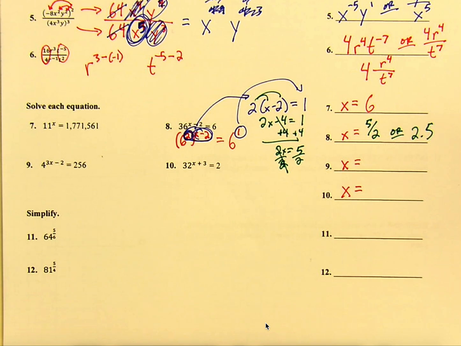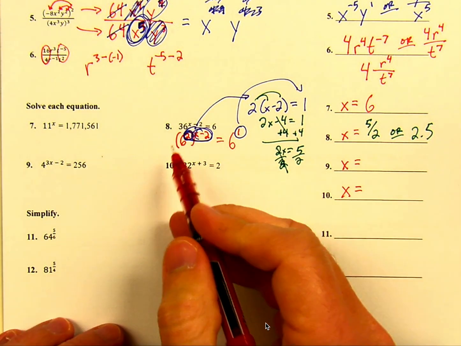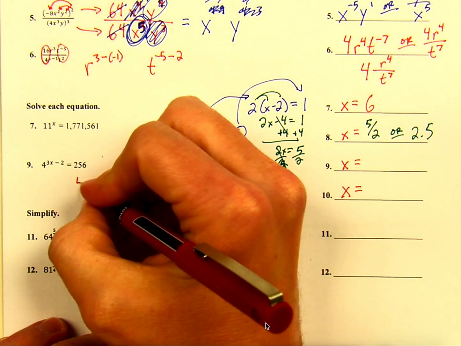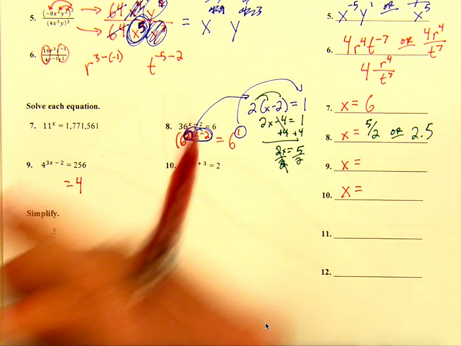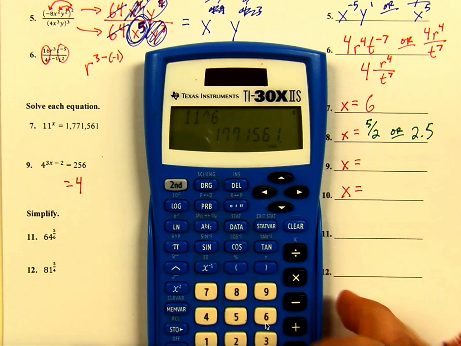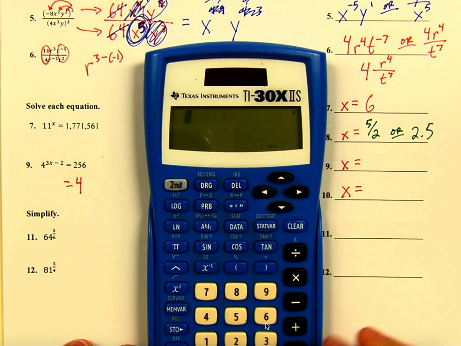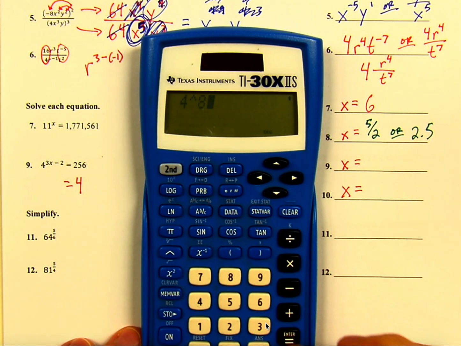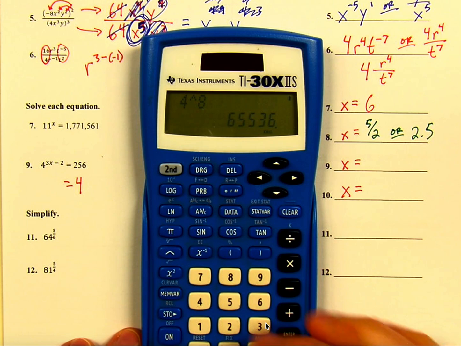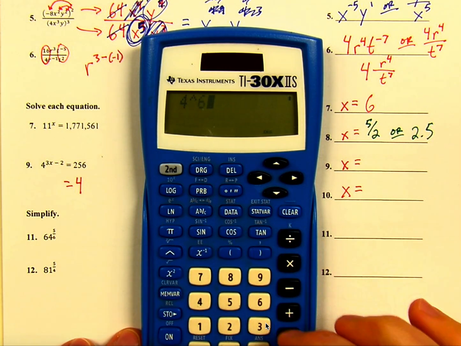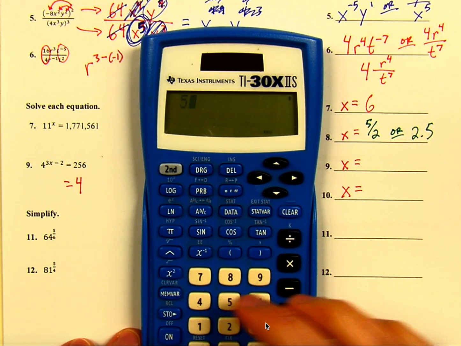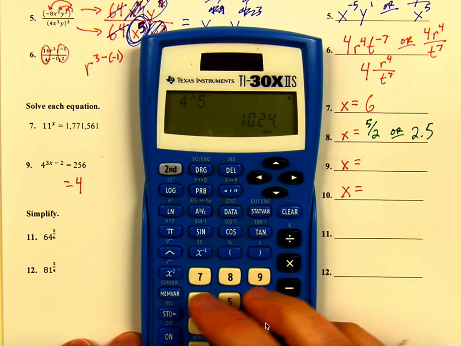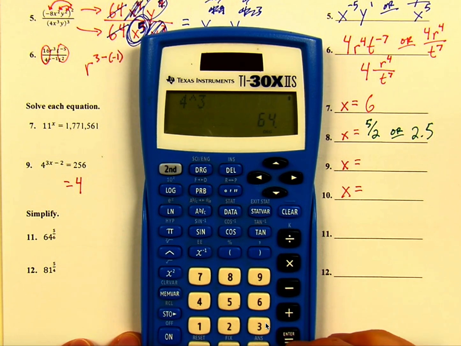Number 9, same idea here. I want to write 256 as 4 to the something. So that's where my calculator comes in. I don't know off the top of my head what that is, so I'm just going to try something. How about 4 to the 8th? Way too big. How about 4 to the 6th? Too big. Whoops. 4 to the 5th? Too big.